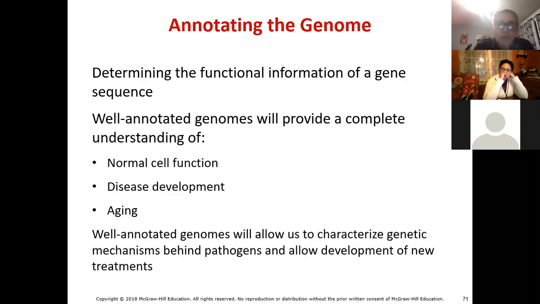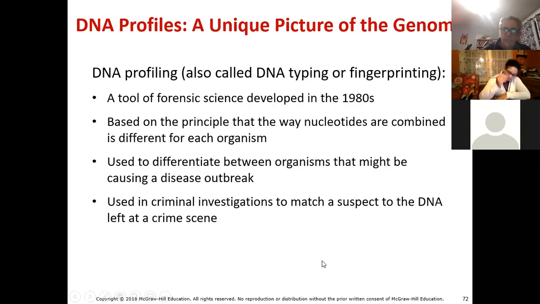Determining the functional information of a gene sequence: well-annotated genomes provide a complete understanding of what a normal cell's function would be, of disease development, and of aging. These well-annotated genomes will allow us to characterize genetic mechanisms behind pathogens, and allow for the development of new treatments.